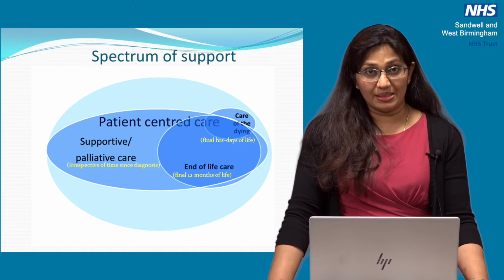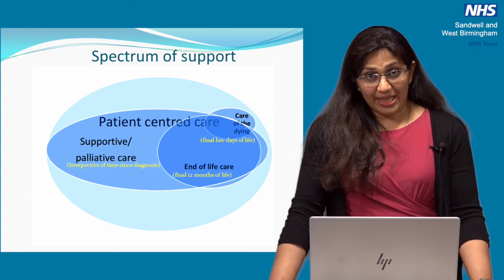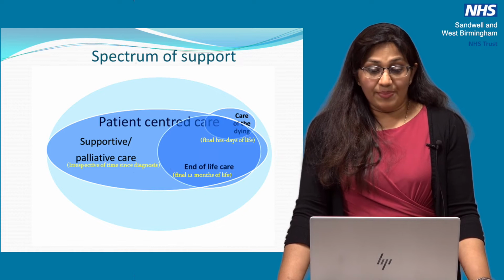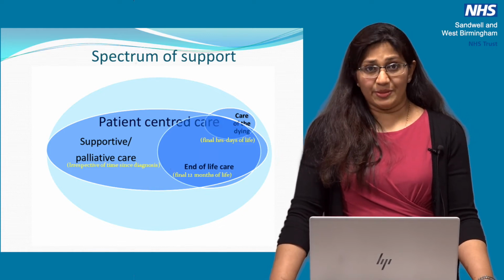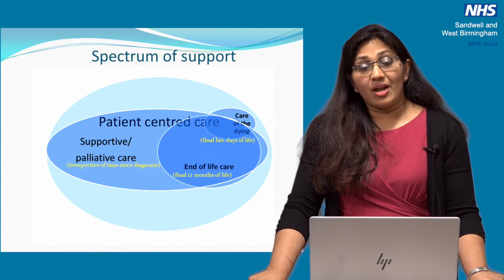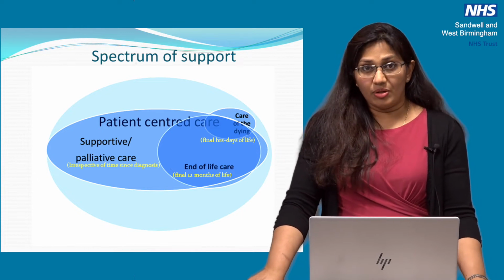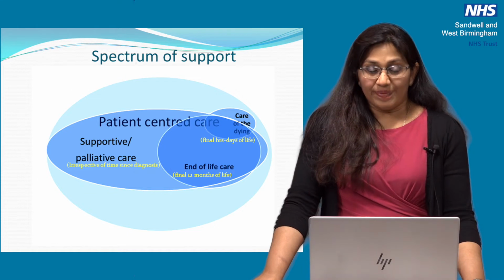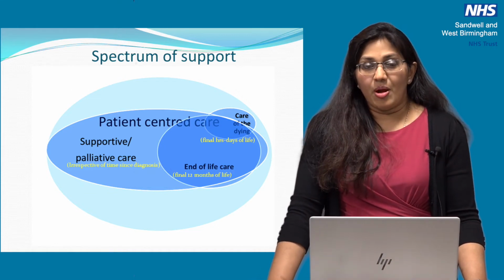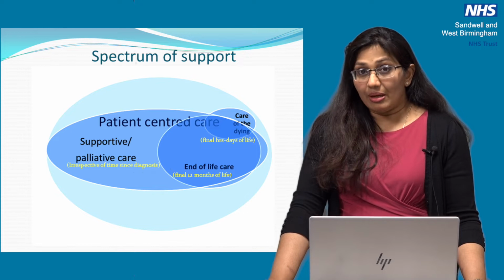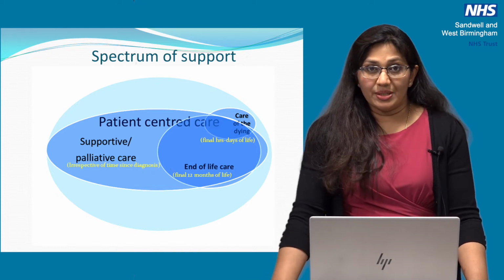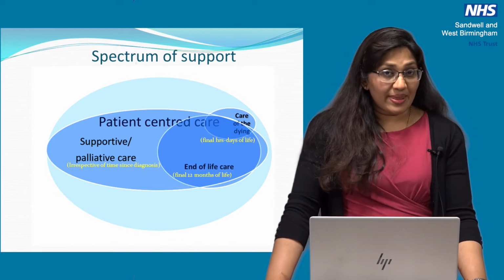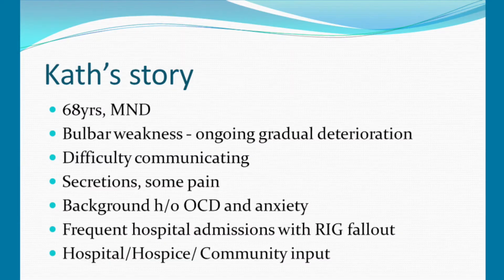Therefore, if you look at this bubble, the Venn diagram, you would see that there's a big spectrum, and care of the dying forms only a tiny part of what you would classify as palliative care. The key message again is about providing a total, active, holistic care for these patients, irrespective of where they are in their disease trajectory. I'd like to share Kat's story.